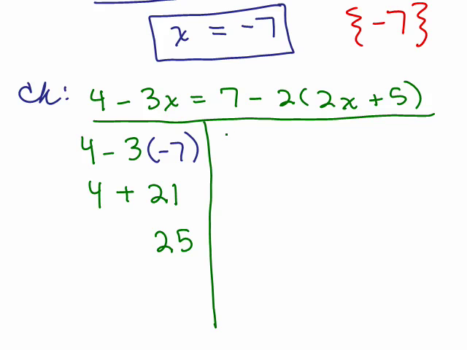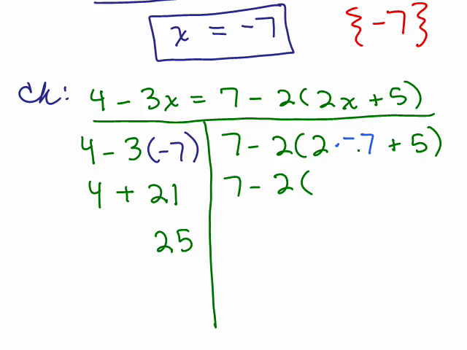And on the right-hand side, we're going to also plug in negative 7. And I'm going to do the order of operations here. Now remember, no distributive property when you check. What you do is simplify inside parentheses first if there's parentheses, which there are. And inside the parentheses, you've got to do order of operations, which means the multiplication comes before the addition. So we have negative 14 plus 5. And I still have to simplify within the parentheses. So I have negative 14 plus 5 is negative 9.